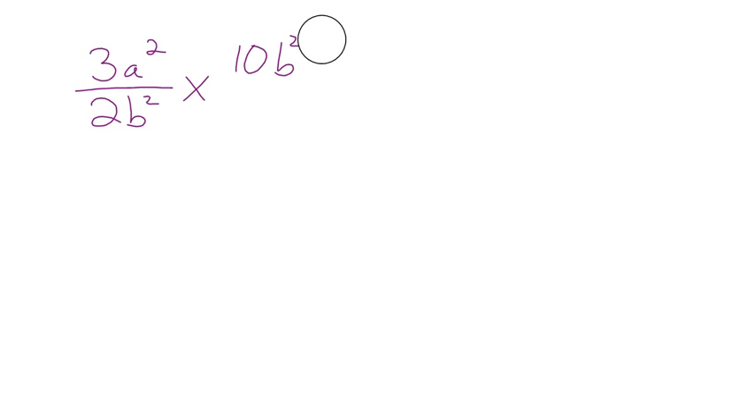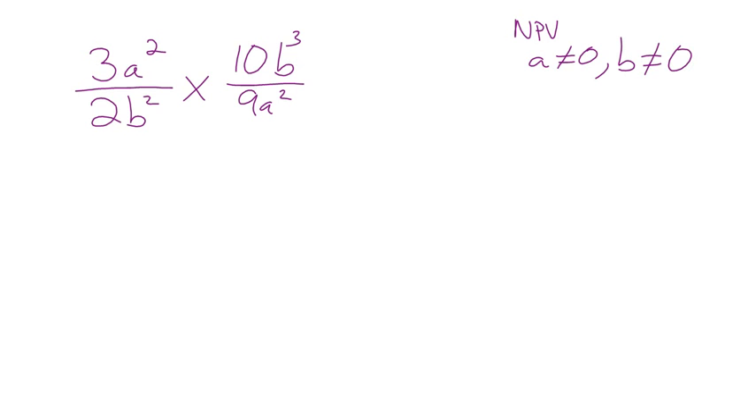Okay, so let's take a rational expression. Let's try this one. 3a squared over 2b squared times 10b cubed over 9a squared. Sorry, b cubed. Let's make that a cube. And we're also going to state restrictions on variables here. So what are the restrictions on the variables? A cannot equal 0. B cannot equal 0. Neither A nor B could be 0. It would just lead to bad things happening, so we don't want that to happen.